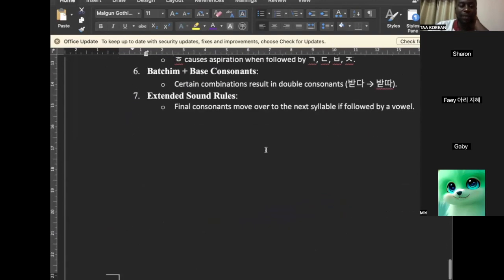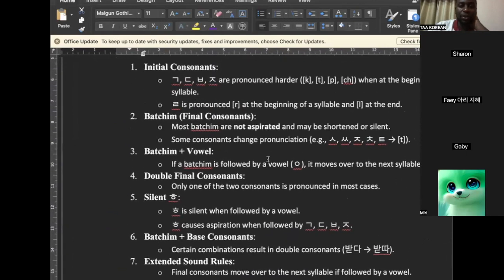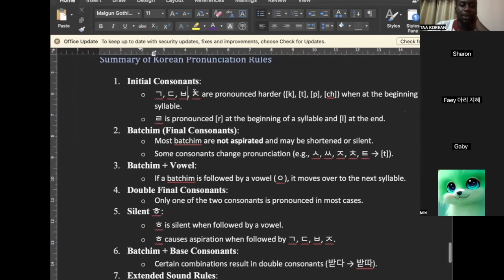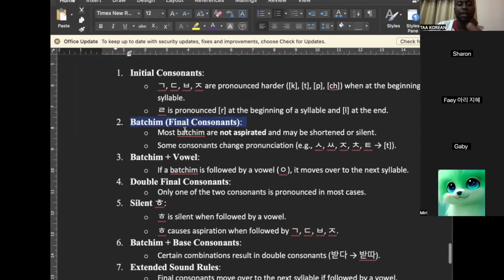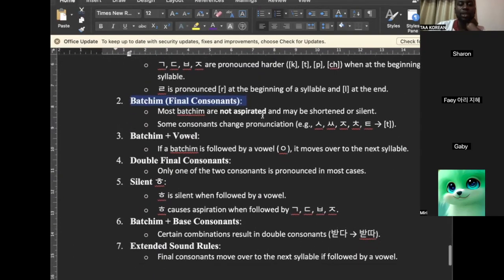So now here we have a summary of all these rules. K, kyuk, tigut, yup, and tiut are pronounced harder. So it becomes K, T, P, and T at the beginning of a syllable. L is pronounced as an R at the beginning of the syllable and L at the end. And then you have the Batchim and the final consonants. Most Batchim are not aspirated and may be shortened or silent. Some consonants change pronunciation, e.g., S, double S, J, Ch, and T have a T. Batchim plus vowel: if a batchim is followed by a vowel, it moves on to that syllable. If it has space to move, it will move. Only one of the two consonants is pronounced in most cases.